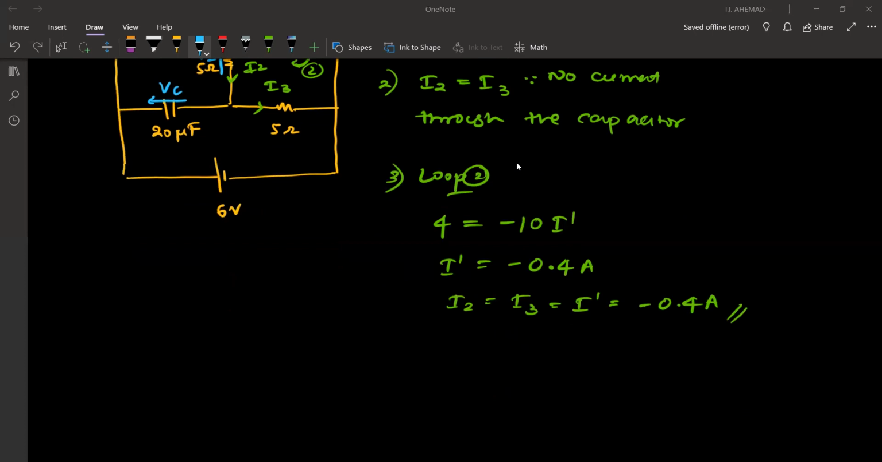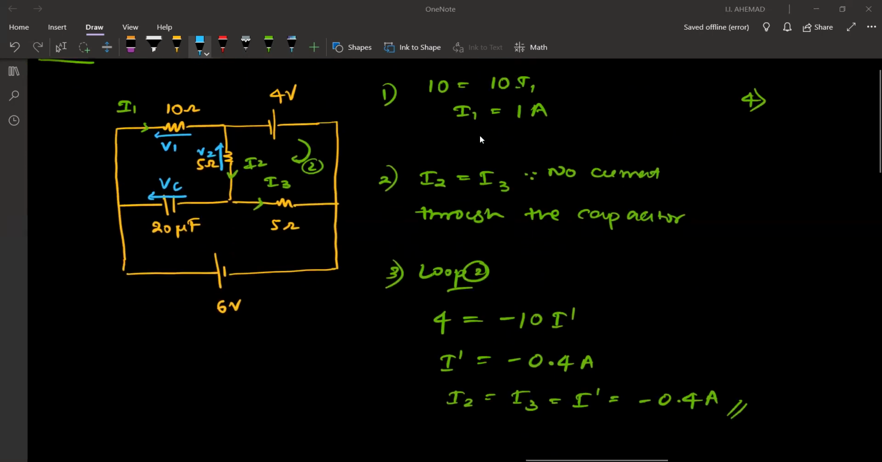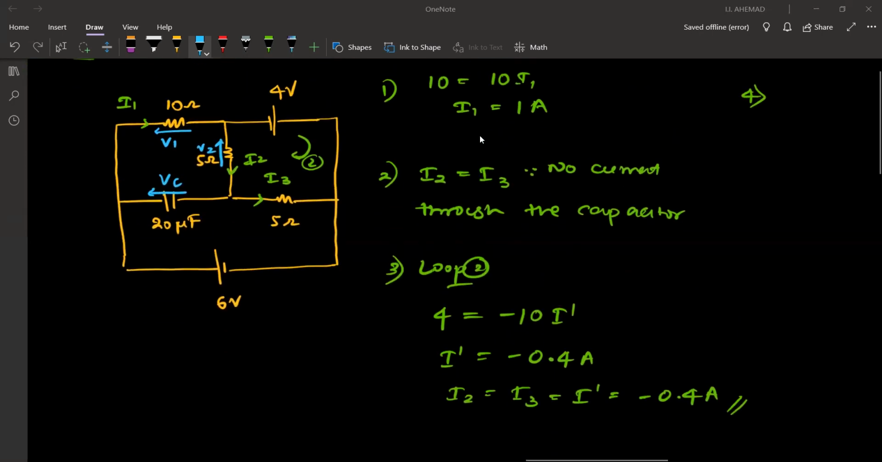Shahama, are you okay with the first one? Did you get I1 as 1 ampere? And the second one, here, if this capacitor is fully charged, then the current cannot go into this capacitor. Therefore, I2 has to go through this 5 ohm only. Then I2 and I3 are equal. Okay with that?